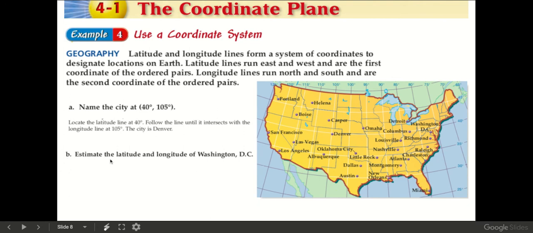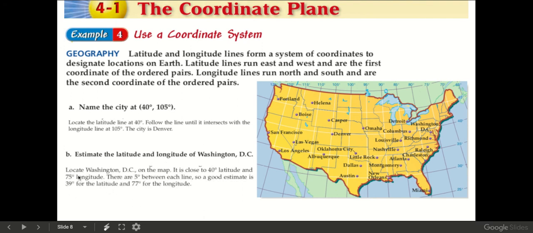So now B, it says estimate the latitude and longitude of Washington, D.C. So Washington, D.C. is down here, and it looks like it's just below 40 degrees, right? And it looks like it is right in between 80 and 75. So I would say that it is close to 40 and 75. There are about 5 degrees between each line, so a good estimate is that you would be about 39 degrees for the latitude and 77 degrees for the longitude. So that would be about right, about 39 degrees because it's just under the 40, and then about 77 because it's just to the left of 75, but still further away from 80.